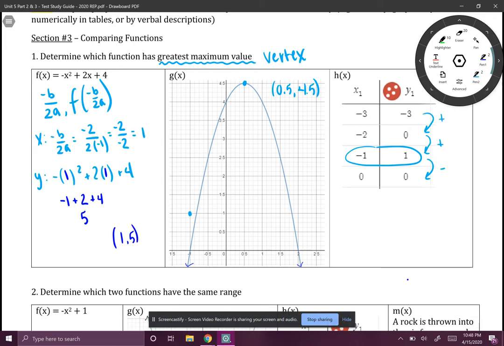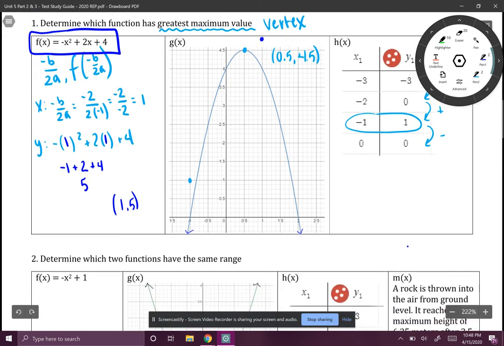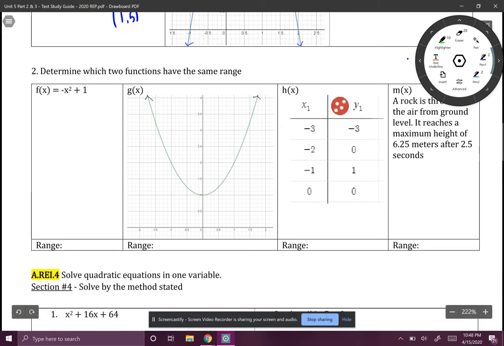And if we graph that, that would actually be off the graph. So determine the function with the greatest maximum value. The function with the greatest maximum value is f of x in this case. Let's move on to comparing these functions here.